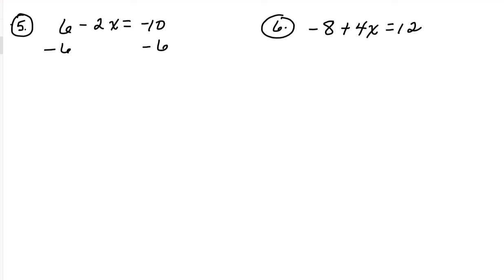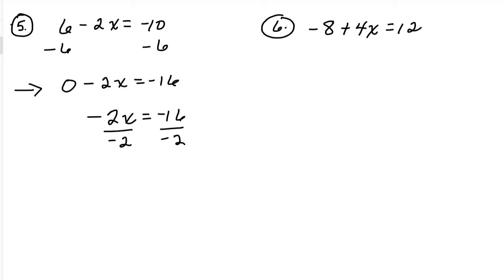Now what I really have here is when this cancels out, I really have 0 minus 2x. And 0 minus 2x is negative 2x. Now most people, including me, tend to skip this part right here, but if you need to put it in, you can. Right? When you cancel those 6's out, you get negative 2x. Divide both sides of the equation by negative 2, and x equals positive 8.